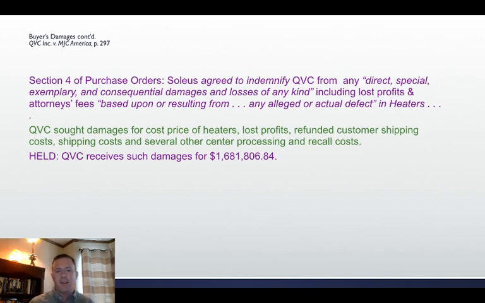So they promised in their own agreement to pay for even alleged defects. They didn't even have to show necessarily that the defect was real. They were offering to pay their attorney's fees if somebody alleged or accused them of having a defect in the heaters. So even though it was Soleus's contract, it was really a better contract for QVC. And so it wasn't a problem for them to get their damages. In total, almost $1.7 million.